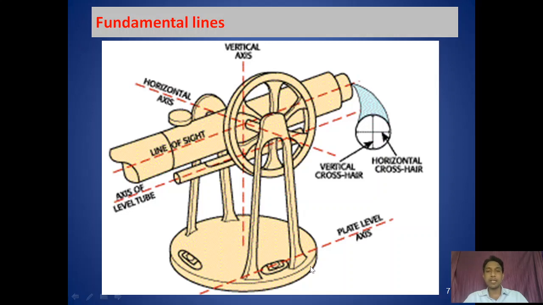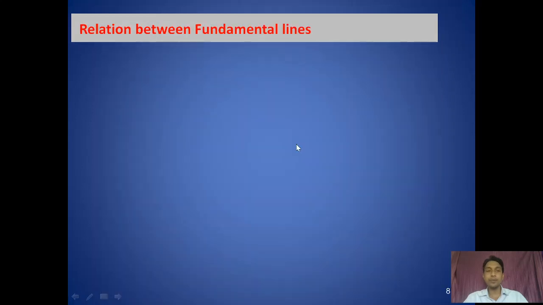So there is some relationship you can see here. The vertical axis is perpendicular to the horizontal axis, which is perpendicular to the line of sight, which is parallel to the axis of level tube. Again, these two axes of level tubes are parallel. Line of sight is also parallel to plate level axis. And remember that whenever it is desired to get the line of sight horizontal, the two verniers of the vertical circle should show the zero readings. So this is all about the fundamental lines.